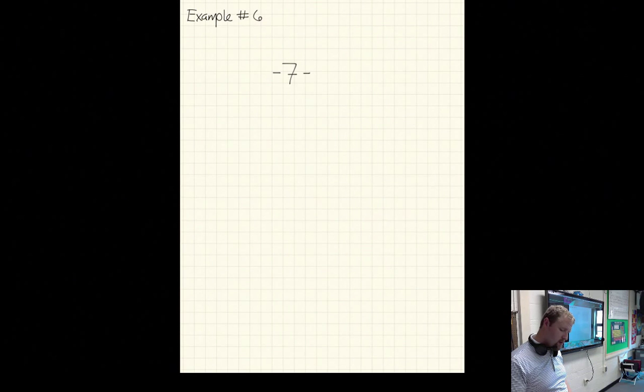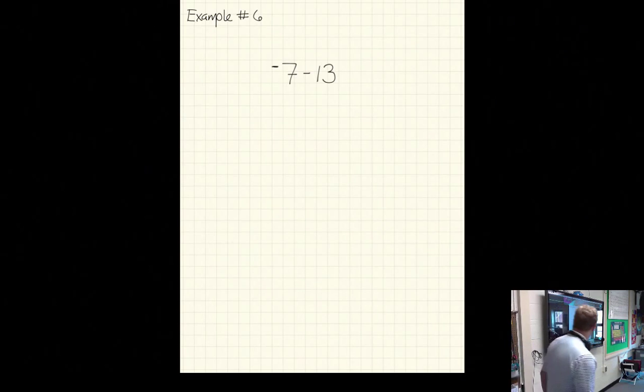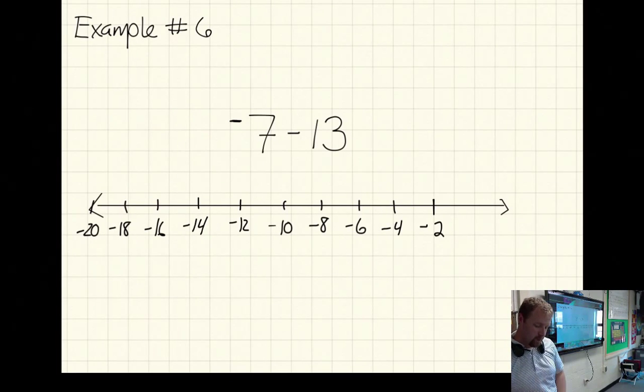Let's go ahead and make this next one example number 6 for our own purposes. I want you to come up with a number line representation of this problem, and I want you to come up with the answer. Negative 7 minus 13. And I really should put that negative up there.